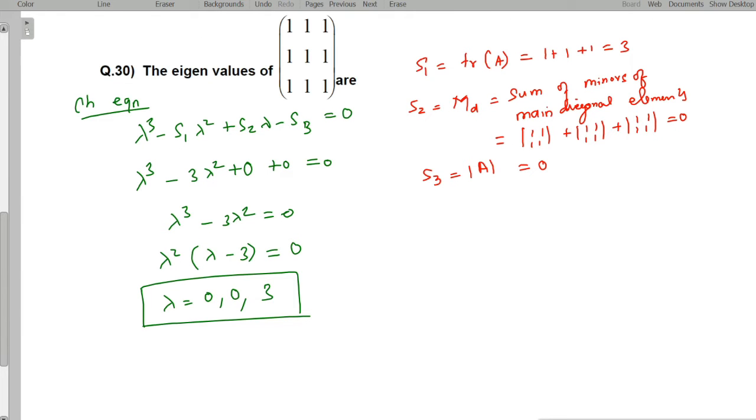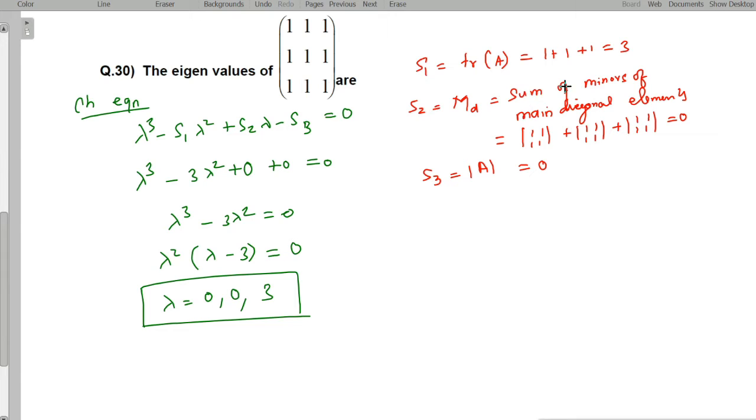The eigenvalues of a 3 cross 3 matrix are? First I'm going to find the characteristic equation. Lambda power 3 minus s1 lambda square plus s2 lambda minus s3 equal to 0. S1 is nothing but the trace of A, that means the sum of main diagonal elements. So you can get 3.